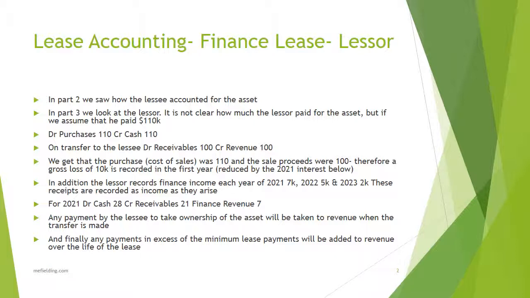Right, that's how we account for it in the books and records of the lessor, and that gives you your debits and your credits. So you've now got your receivable, which has been reduced by 21. You've got your finance revenue, you've got your cash, and so on. Again, you know the deal now. If anyone has any problems with that, please come back to me and ask again.